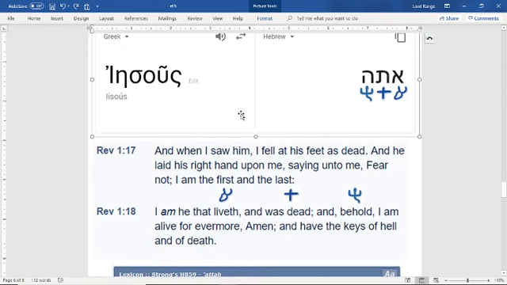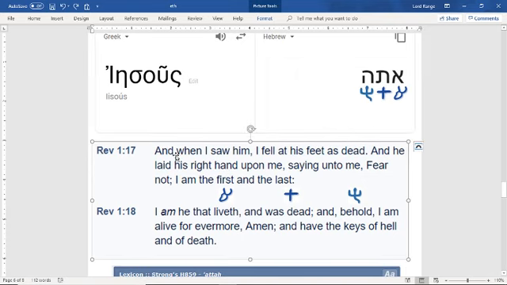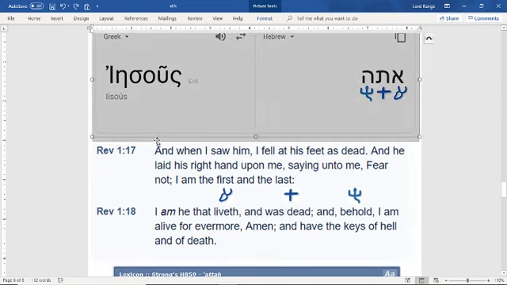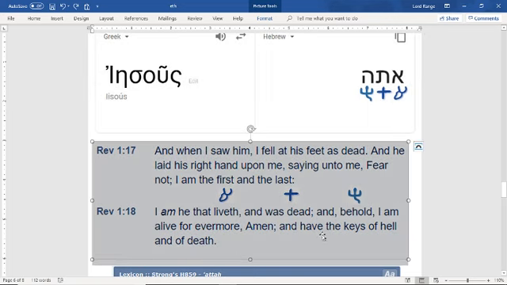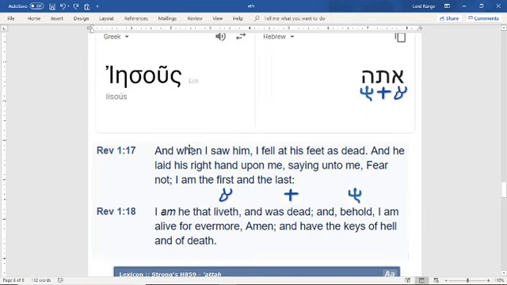Now, again, just to confirm this with more scriptures, when you go to Revelation chapter 1, verse 17, it says, now we know this is Christ, Jesus Christ. It says, and when I saw him, I fell at his feet as dead. And he laid his right hand upon me, saying unto me, fear not, I am the first and the last. So here you go.